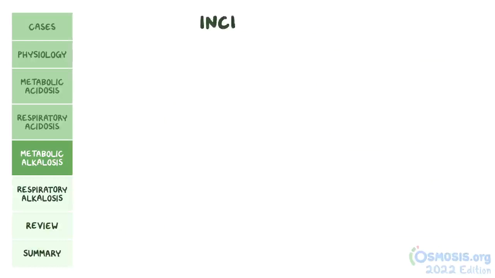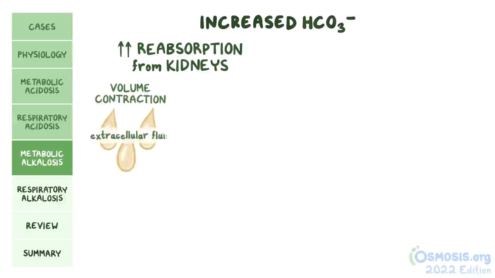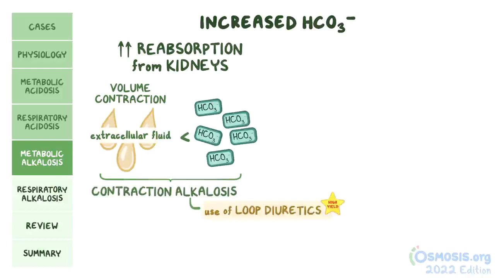Moving on, increased bicarbonate ions are usually caused by an increased reabsorption from the kidneys. One way this can happen is volume contraction or excessive loss of extracellular fluids. When a lot of fluid is lost, but not as much bicarbonate ions, we get alkalosis, and this can occur with the use of loop diuretics. The resulting alkalosis is called a contraction alkalosis.